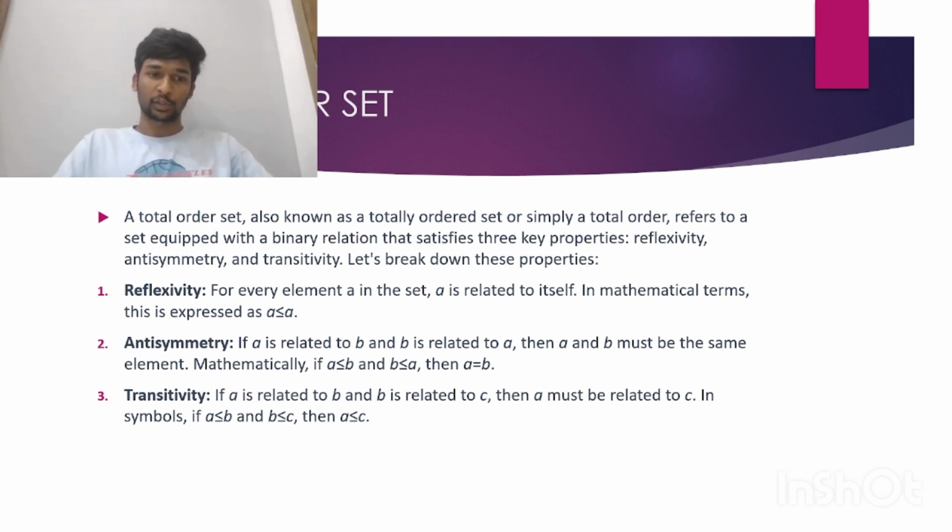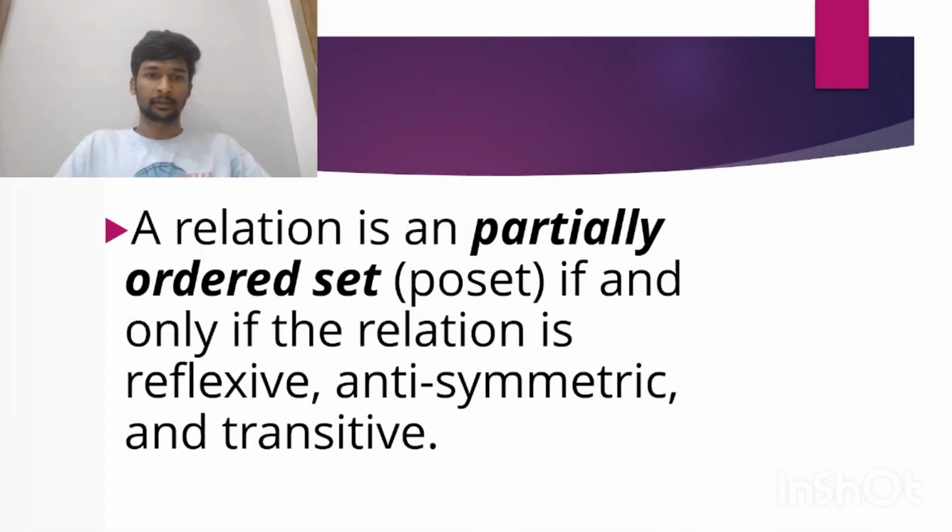Now let's go to the third property, transitivity. If A is related to B and B is related to C, then A must be related to C. If we take A, B, C as three elements in a set, A is related to B, and B is related to C, then obviously A should be related to C. The symbols are as given there: A less than or equal to B and B less than or equal to C, then A less than or equal to C. Now let's go to the next slide.